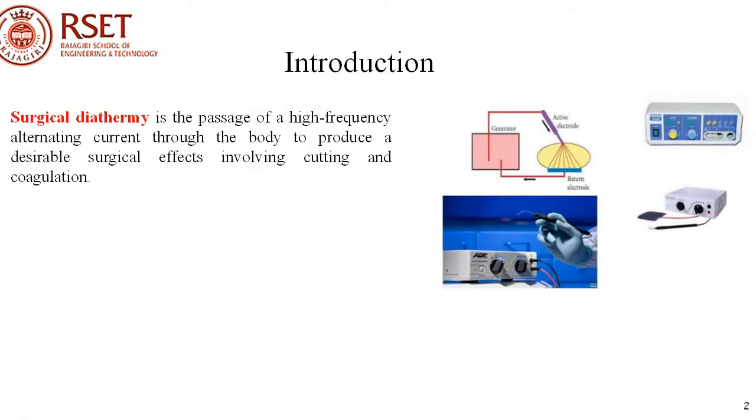Surgical diathermy is a passage of a high frequency alternating current through the body to produce desirable surgical effects involving cutting and coagulation. Coagulation is a process of a liquid, especially blood, changing to a solid to a semi-solid state. As per Faraday's effect, electric current through body tissues causes intense neuromuscular stimulation and alteration of cardiac rhythm at normal frequency of 50 Hz. This neuromuscular stimulation gradually decreases and disappears around 50 kHz.